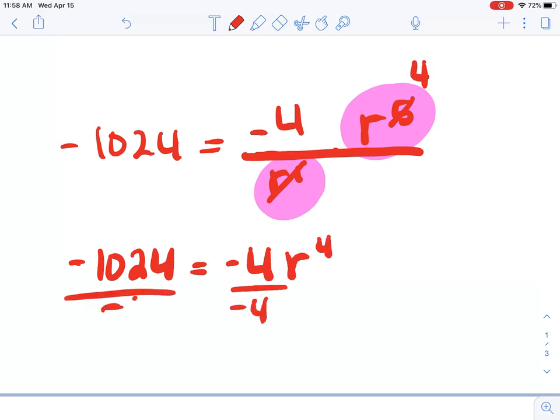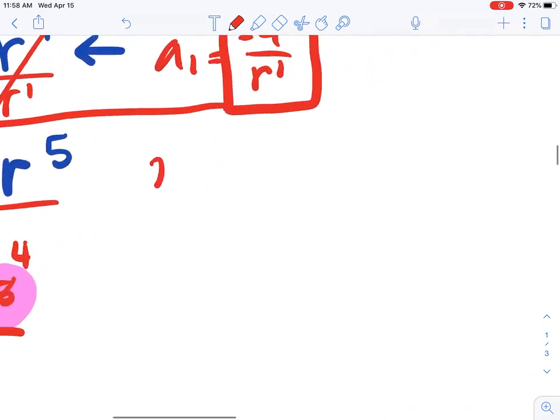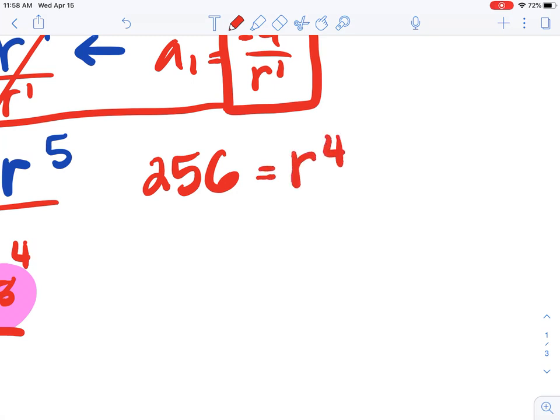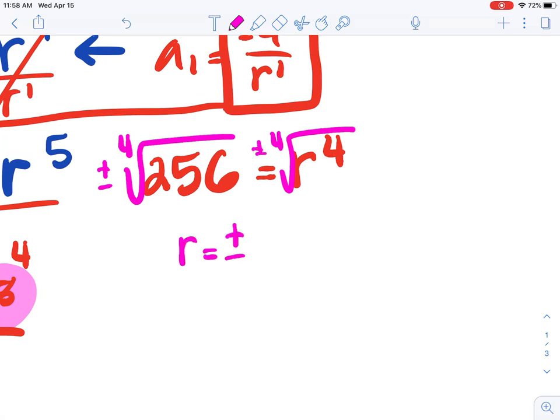Divide by negative 4. I get 256 is equal to r to the fourth. And now I have to take the fourth root of both sides. Now remember, when you take an even root, you have to account for the positive and negative answers. So I'm going to get 2 answers for r.